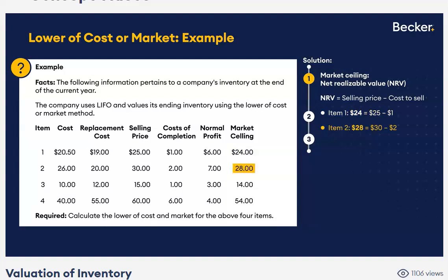Item number 2, 30 minus 2, 28. Item number 3, 15 minus 1, 14. Item number 4, 60 minus 6, 54. Step number 1 is complete. You've got your ceiling, your net realizable value.